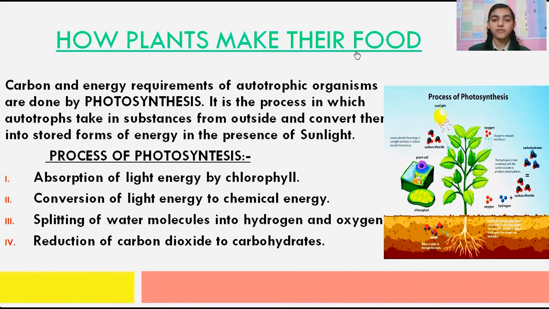How plants make their food. Carbon and energy requirements of autotrophic organisms are met by photosynthesis. It is the process in which autotrophs take in substances from outside and convert them into stored forms of energy in the presence of sunlight. Process of photosynthesis. These are some events which occur during this process: absorption of light energy by chlorophyll, conversion of light energy to chemical energy, splitting of water molecules into hydrogen and oxygen, reduction of carbon dioxide to carbohydrates.